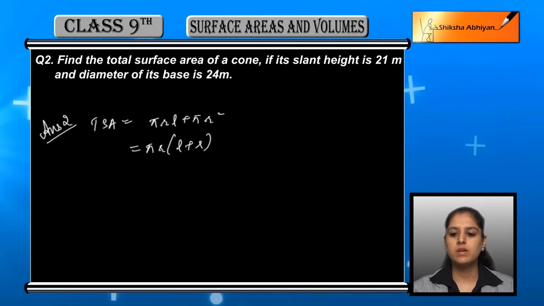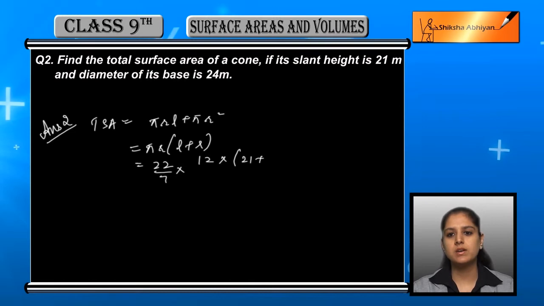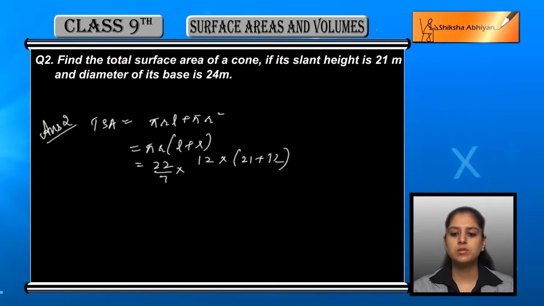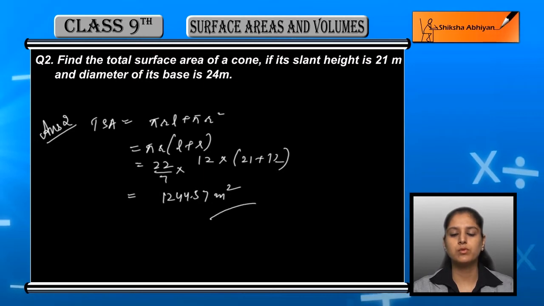So 22 into 7 upon r is 12 into l is 21 plus r is 12 again. Fine. So it is equal to 22 upon 7. इसको further multiply करने के बाद we get 1244.57 meter square as the total surface area.